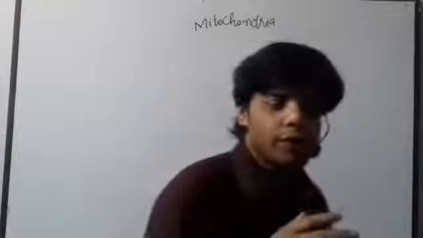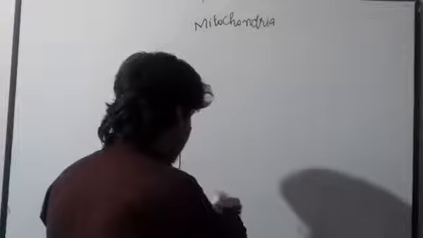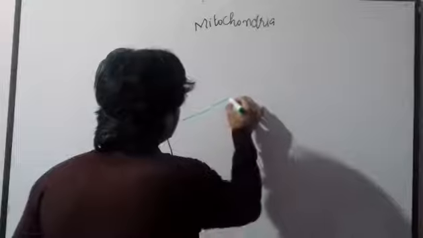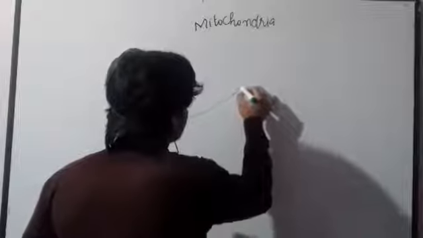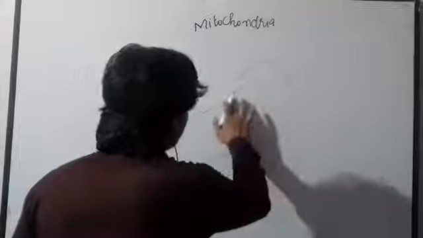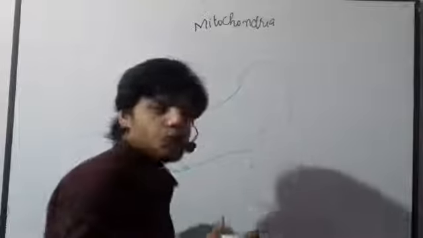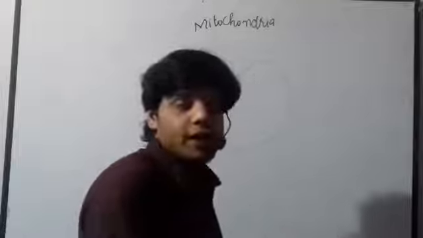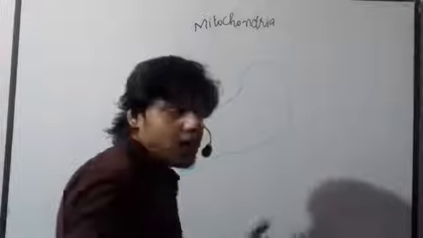So how will the mitochondria look? It is a cylindrical shape, so it will look like this. Now this is the outer membrane. One thing more: mitochondria have two kinds of membrane. One we call the inner membrane, and the other we call the outer membrane. This green one is the outer membrane.